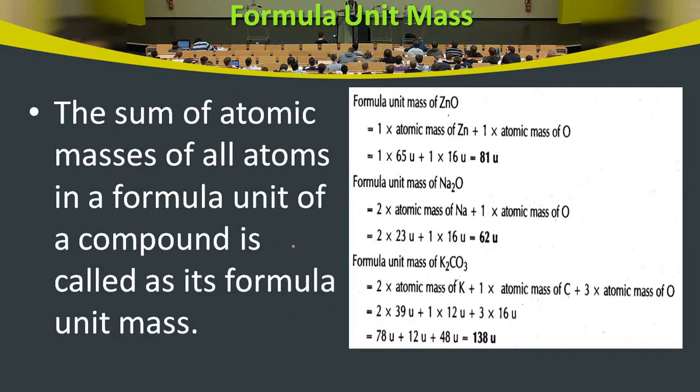The formula unit mass is just like molecular mass. Formula unit mass is the sum of atomic masses of all atoms in a formula unit of a compound. For example, zinc oxide. See, the zinc oxide formula is ZnO. For Zn, nothing is written, means 1, so 1 into the atomic mass of zinc, which is 65. For oxygen, nothing is written, so it will be 1, and the atomic mass of oxygen is 16. So 65 plus 1 into 16, it would be 81 u. So it is just like the molecular mass. Formula unit mass and molecular mass have no real difference, just the two words are there.